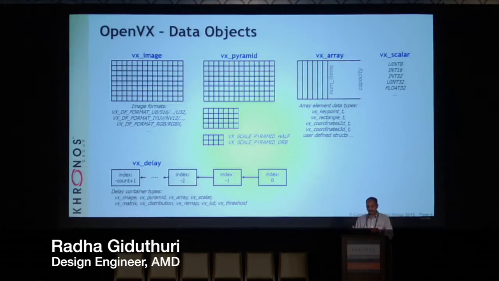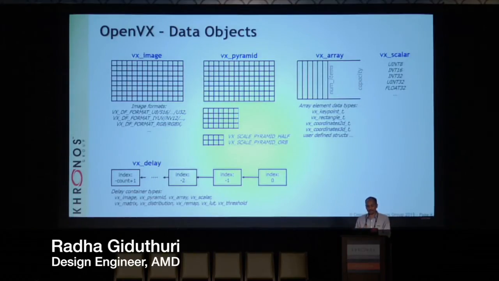Besides pyramid, there is an array, which is a chunk of memory which has a certain capacity. A function that writes into an array can continuously add elements to it. At the end of writing, it tells you how many elements are in the array. Input to the array can only read up to that, and the capacity limits how much memory you can write into it.